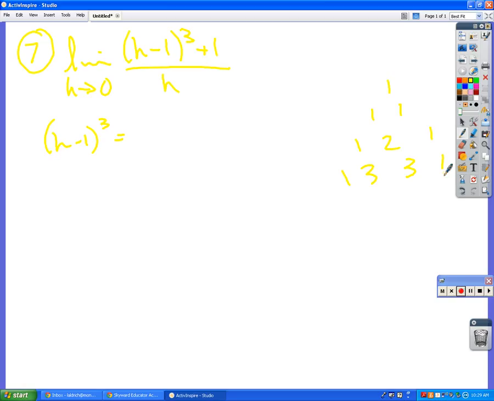So you can FOIL this out the long way by going h minus 1 times h minus 1 first, and then taking that result and multiplying it by h minus 1, and combining all your like terms. Or you can get happy with Pascal's triangle and know that the answer is going to be h cubed minus 3h squared plus 3h minus 1. Okay, way easier.